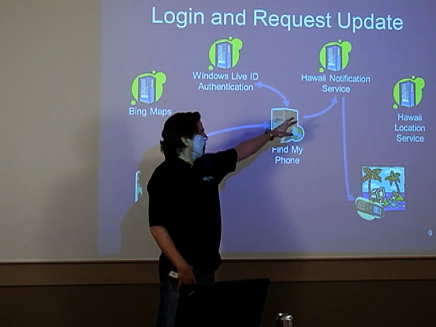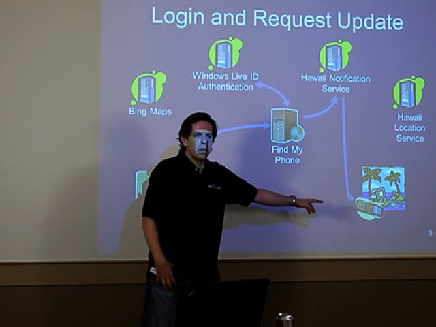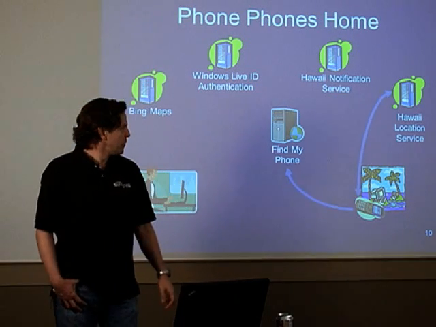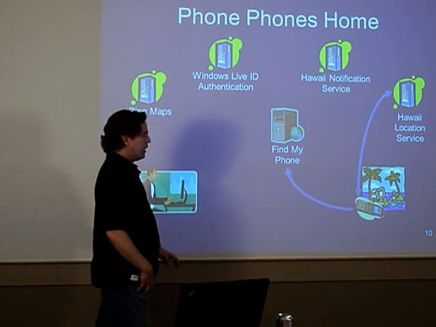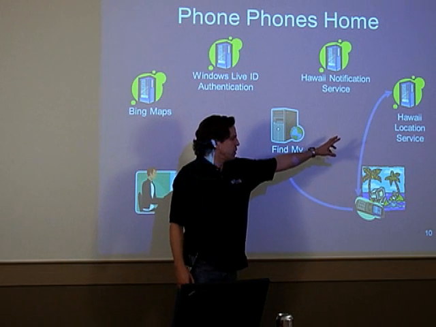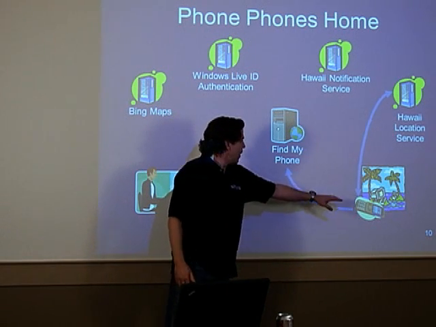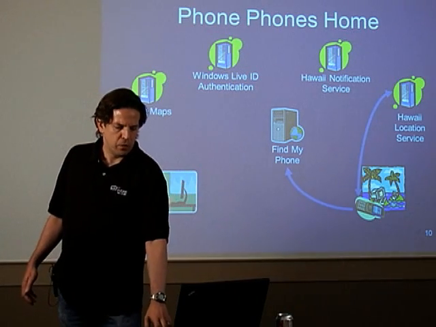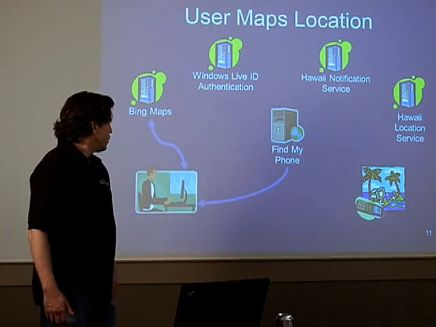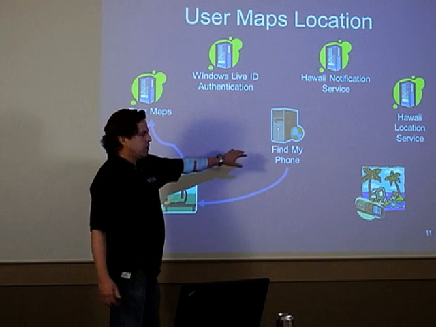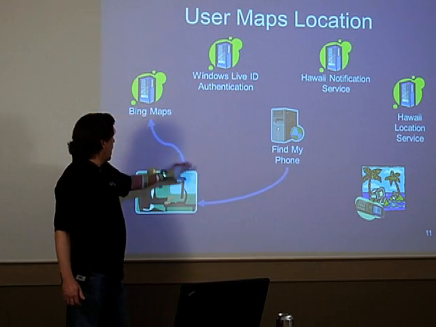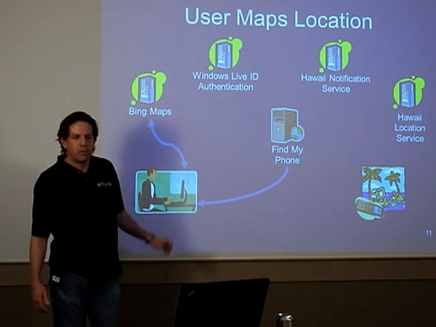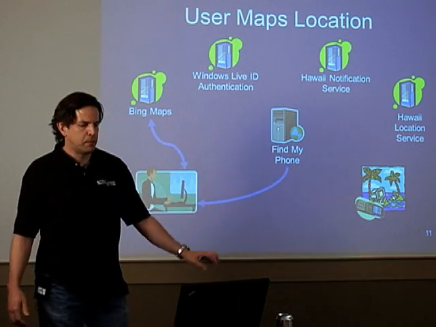And the website can then use the notification service to send a notification to the phone that it should report back in. The phone, when it gets this notification, will go to the location service to find out where it is, and then tell the Find My Phone website what that location was. The user can then get that location back from the website and optionally view its actual location in the world using a mapping service like Bing Maps.